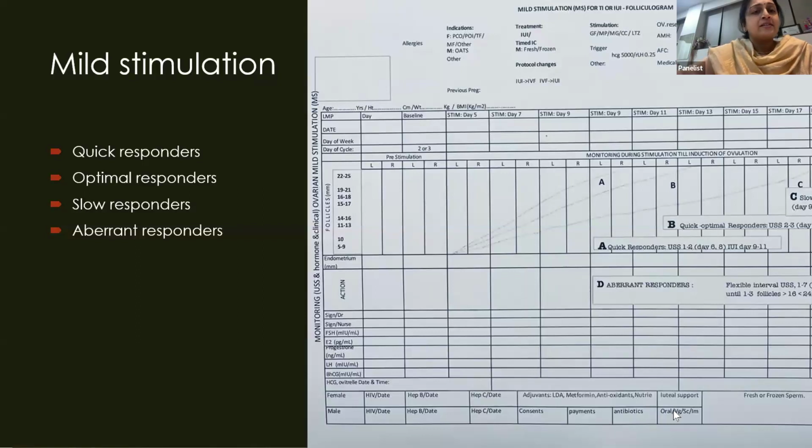When there is mild stimulation, it can have quick responders, optimal responders, sometimes slow responders and aberrant responders, and accordingly we can plan the ovulation induction and natural intercourse or IUI in mild stimulation protocols.